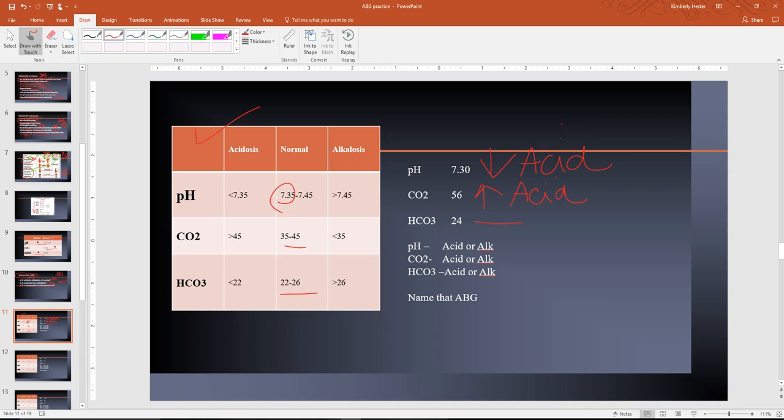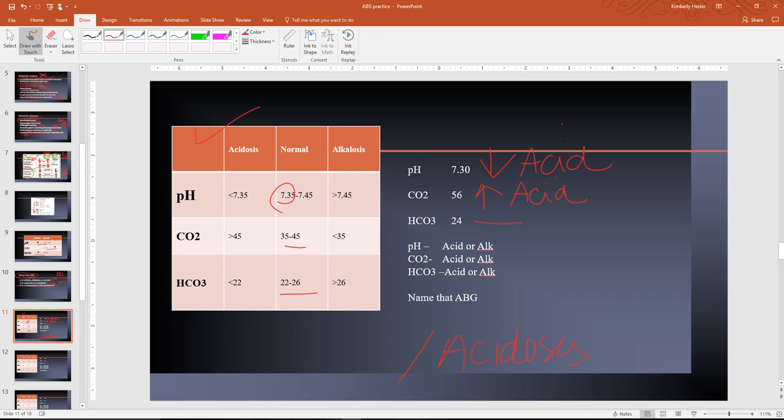So now this is a two-part question, so we're going to put a little slash down here. When we interpret the pH 7.30, is it acid or is it alk? It's acid. That is the second portion of our answer. So we already know just by looking at the pH that the second half of this answer is acidosis.